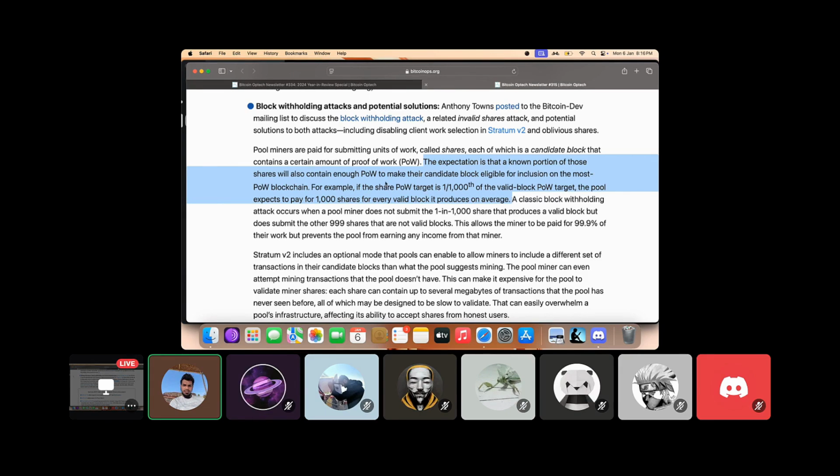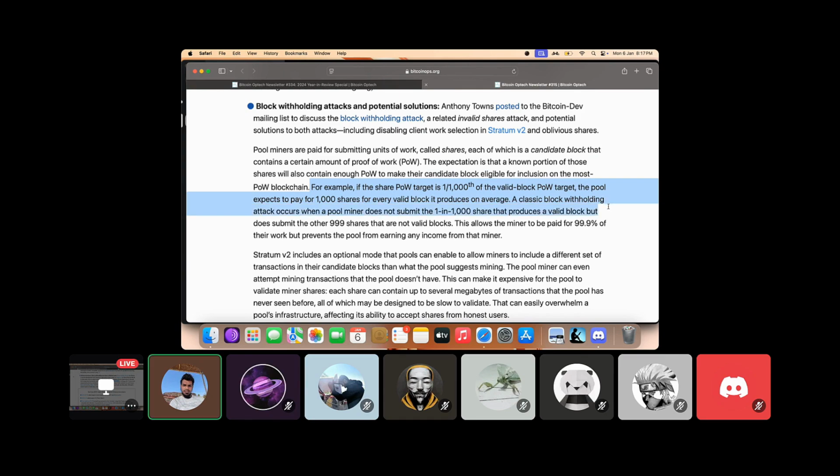What's that some work? Let's assume that the difficulty of the Bitcoin network is 1,000. Even if you attain a block that has a difficulty of 1, that's 0.1%, then also we'll pay you. All right. So, for example, if the share proof of work target is 1/1000th of the valid proof of work target, the pool expects to pay 1,000 shares for every valid block it produces on average.